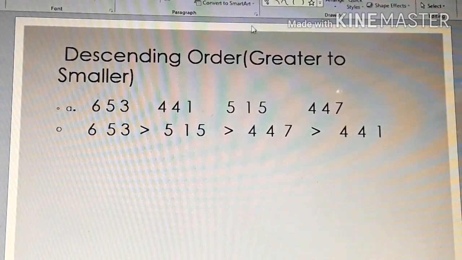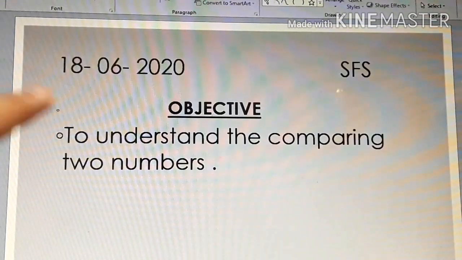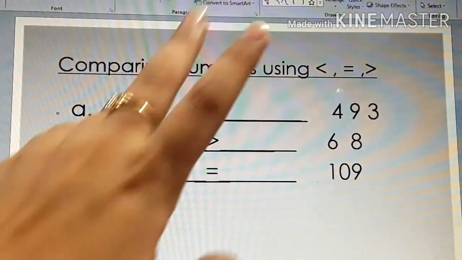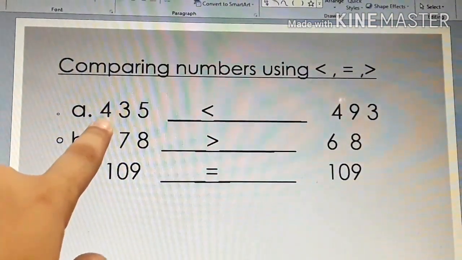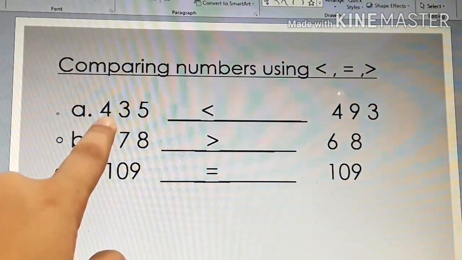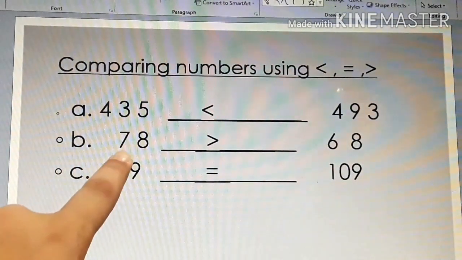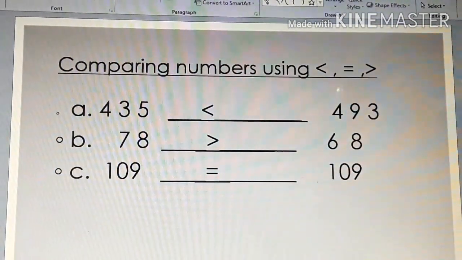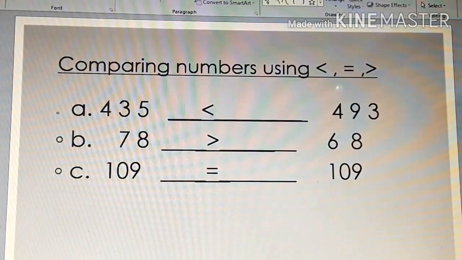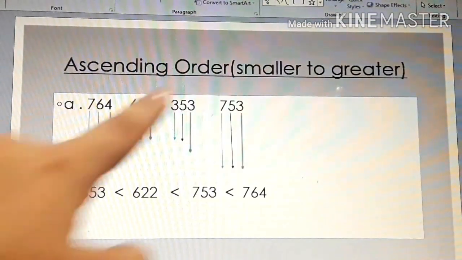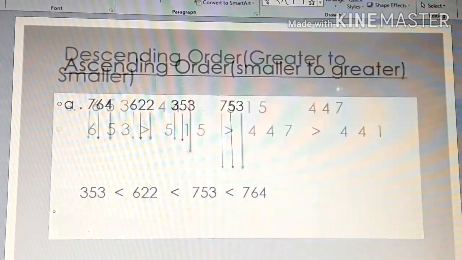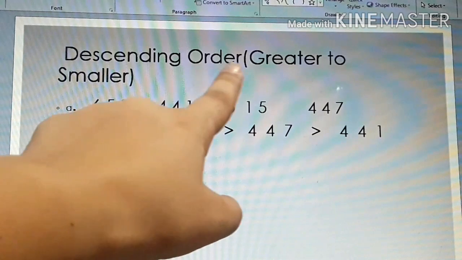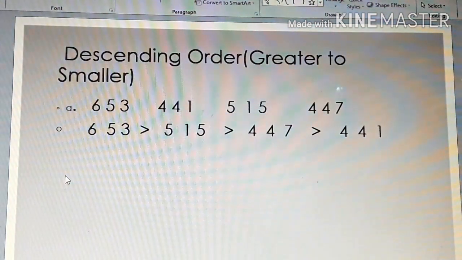Ascending, descending and comparison of numbers. How to compare the numbers? We use greater than, less than and equal sign. Okay? And when we compare, children, we always start from the hundreds place, or if it is a 2-digit number, then we start from the tens place. Clear? Then ascending order means smaller to greater, and descending order means greater to smaller. Is it clear, children? Hope it is clear.